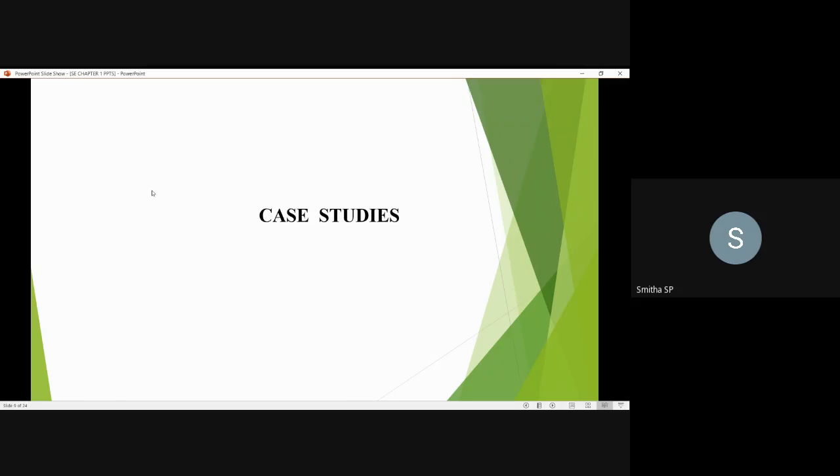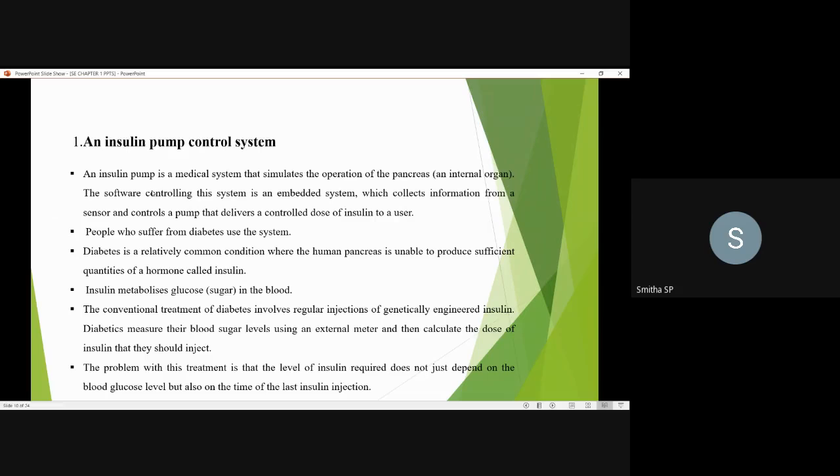Among them, the first one is the insulin pump control system. What is an insulin pump control system? An insulin pump is a medical system that simulates the operation of the pancreas, which is an internal organ of the human body. The software controlling this kind of medical system is an embedded system. So people who are suffering from diabetes will use this system.